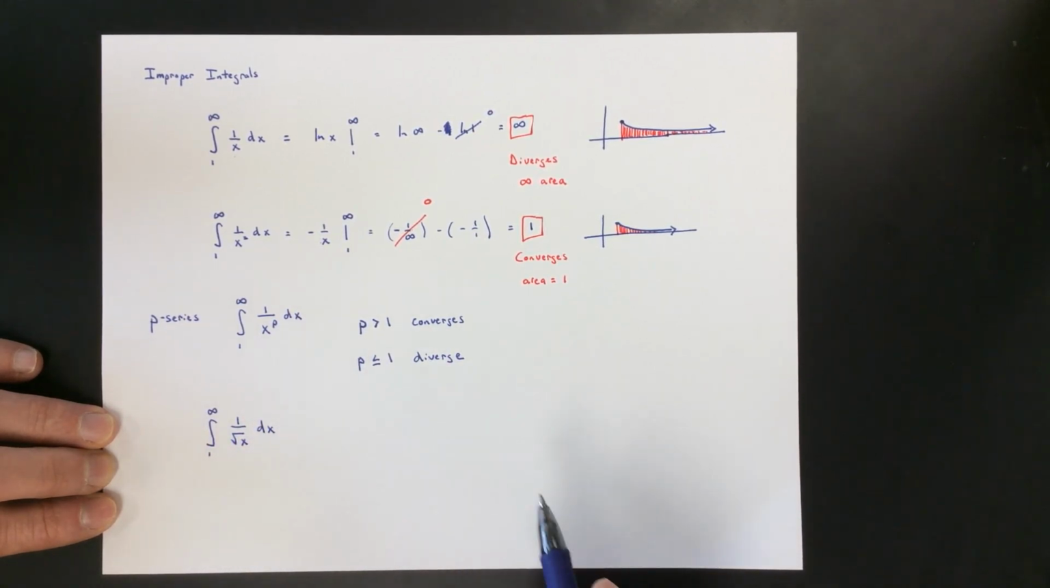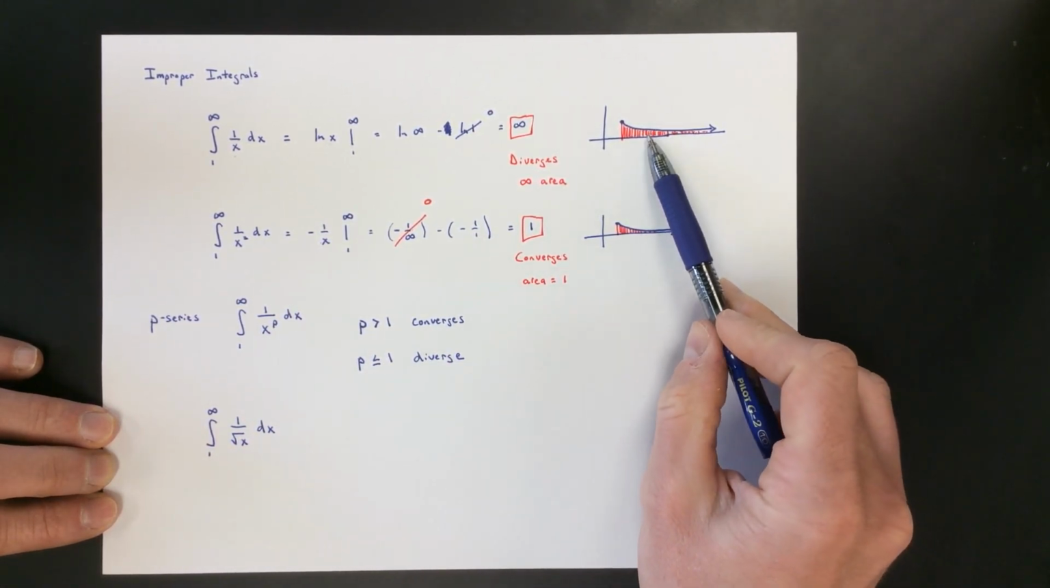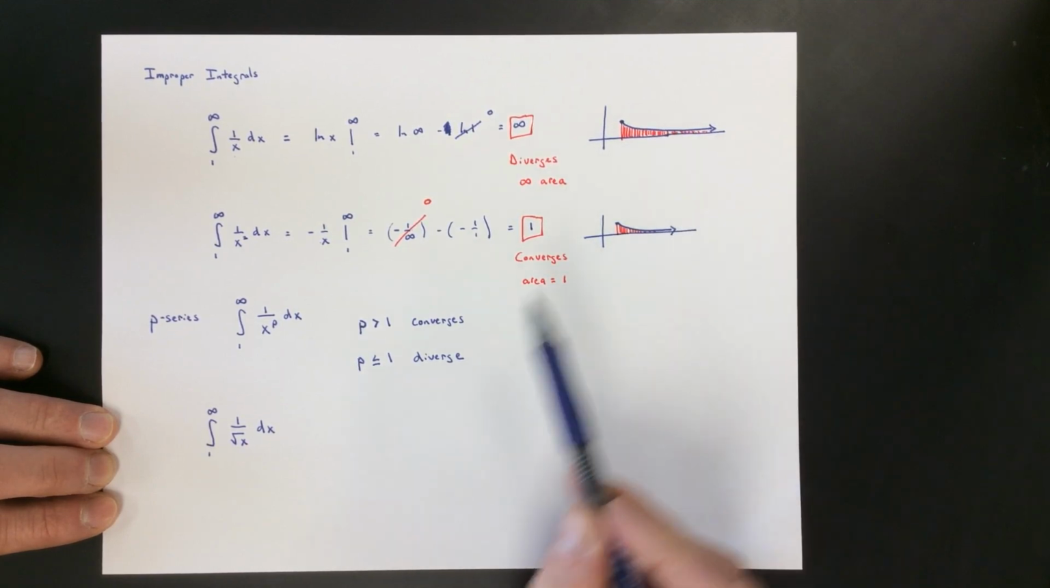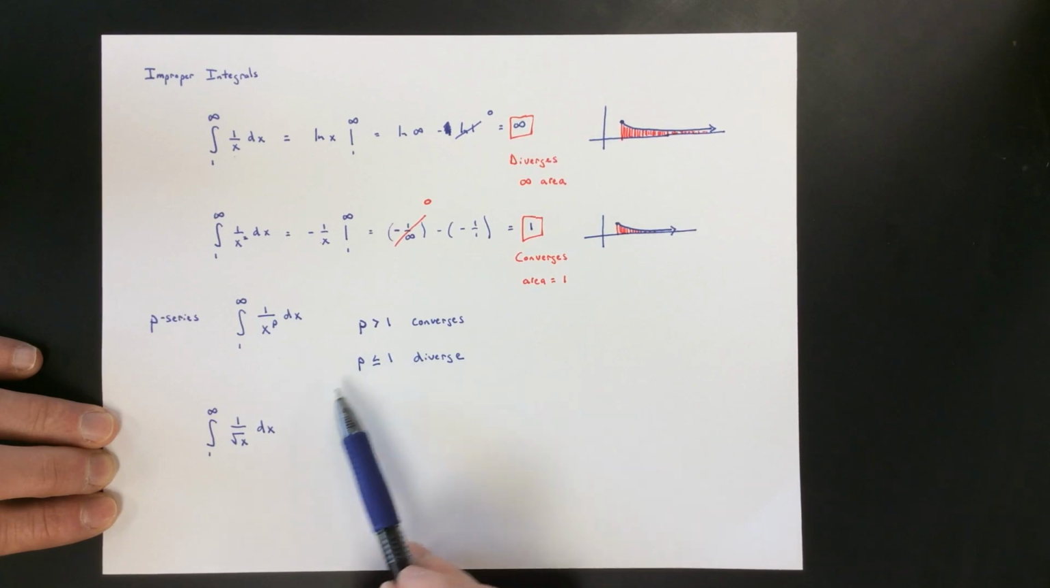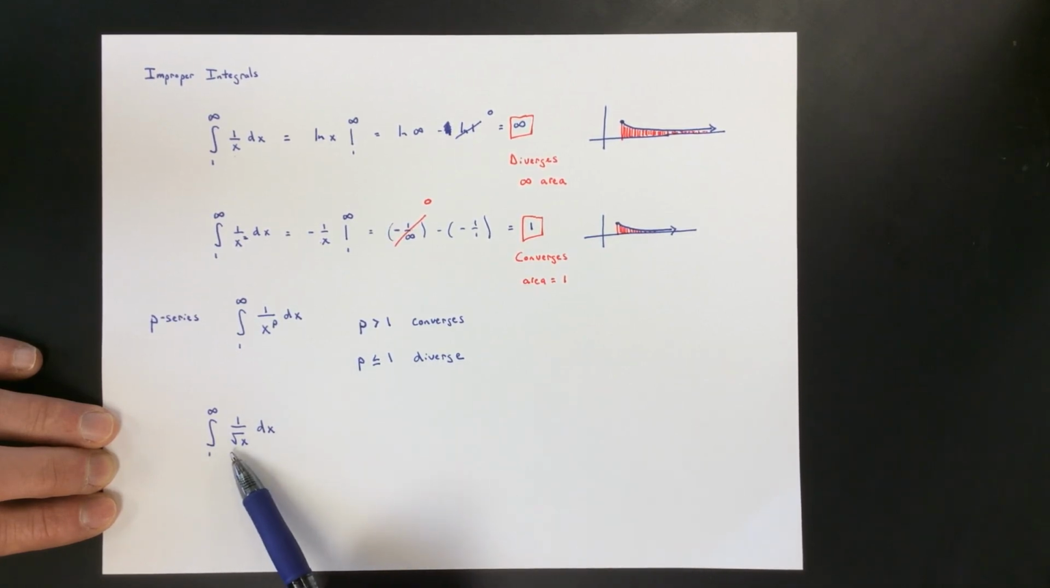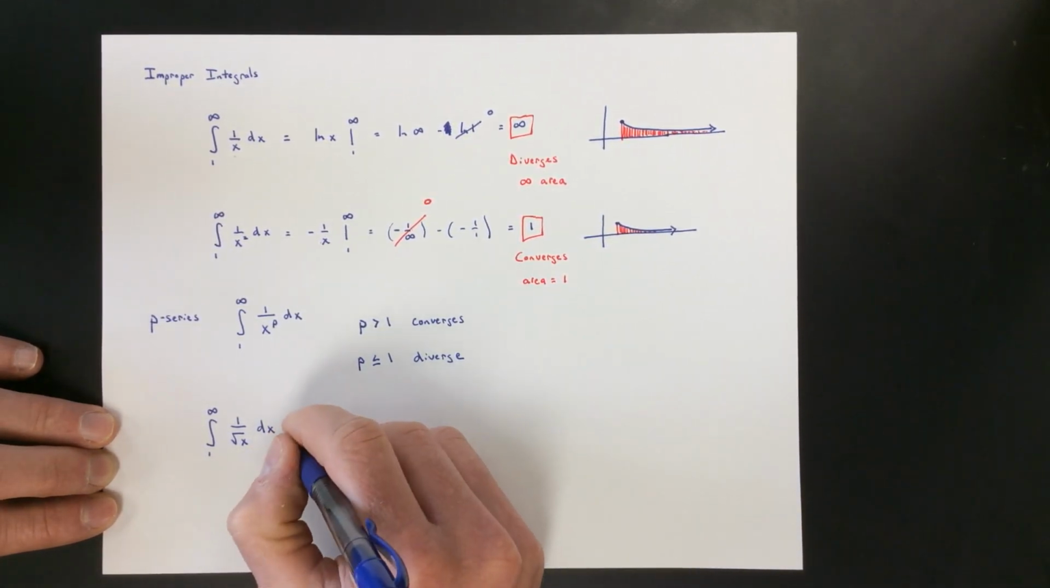The square root of x looks very similar, but it actually looks more similar to this guy. And again, in this case, the p is a half. Half is less than or equal to 1, so we're going to claim that the p-series says that this diverges, and I can just show you that it diverges.